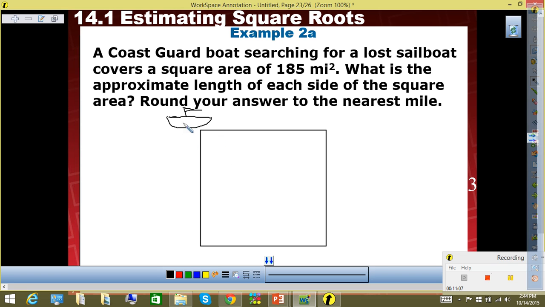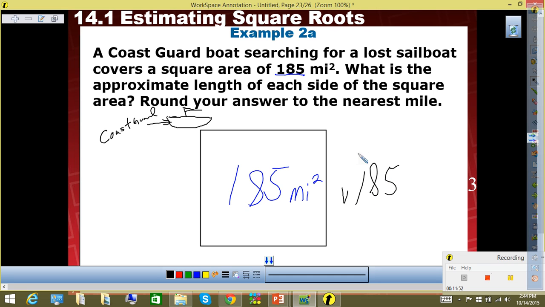And we're going to label this Coast Guard. And it's looking for a little sailboat. Wait a minute. This looks like a sailboat, right? Be nice. So it's looking for another sailboat. So check this out. The area is how much? 185 square miles. So we want to find out what this distance is. So how do we find that? Watch. 185, and we're going to have to estimate the square root.